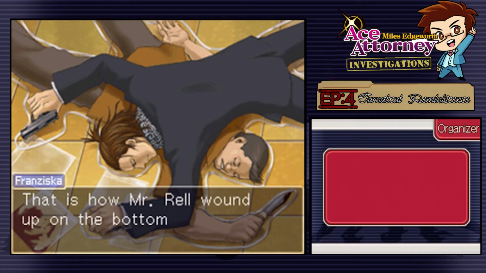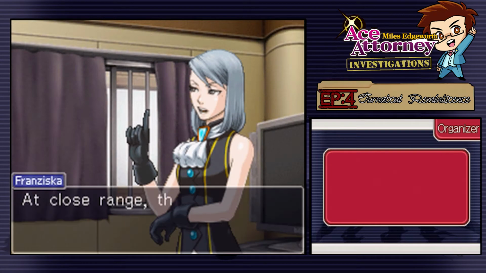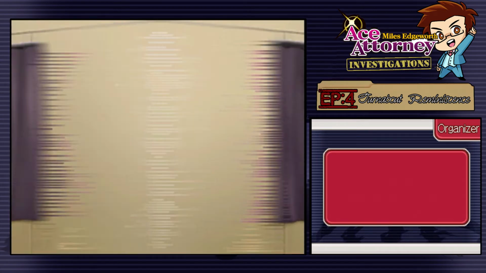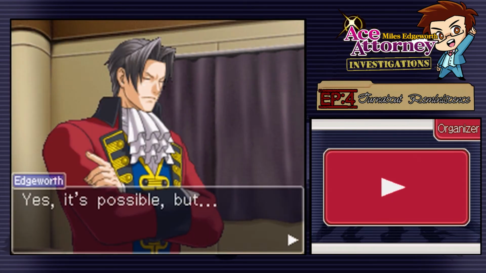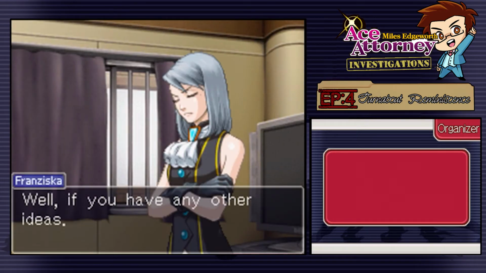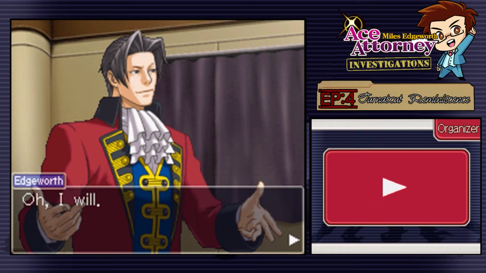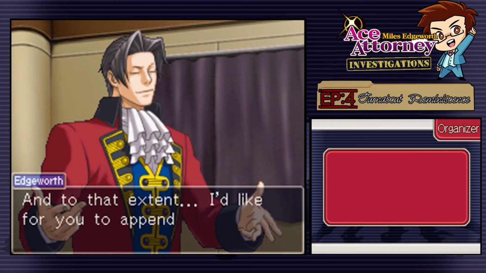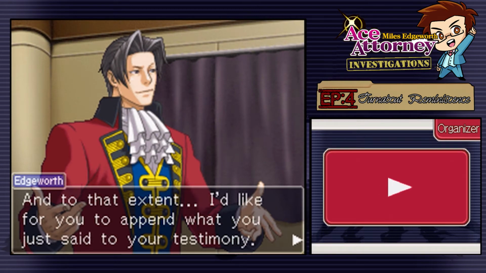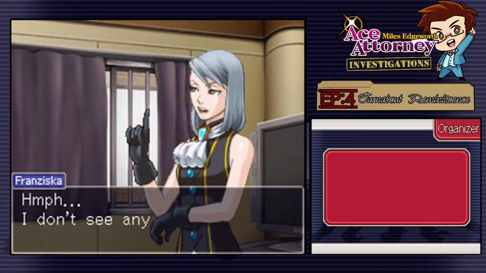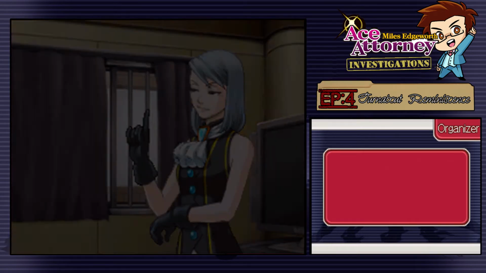That's not true. That is how Mr. Rell wound up on the bottom with Mr. Faraday on top. At close range, that is more than possible. Yes, at close range. Well, if you have any other ideas, then show me what you've got. Oh, I will. I'll show it to you. And to that extent, I'd like for you to append what you just said to your testimony. I don't see any point to that, but as you please.